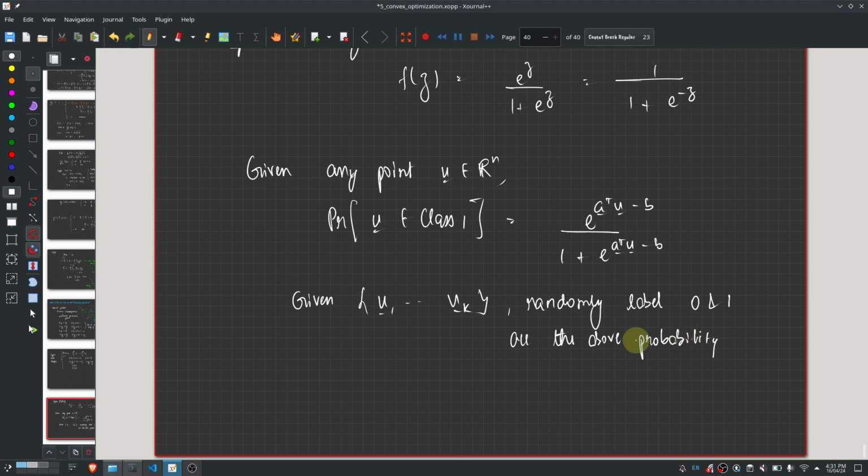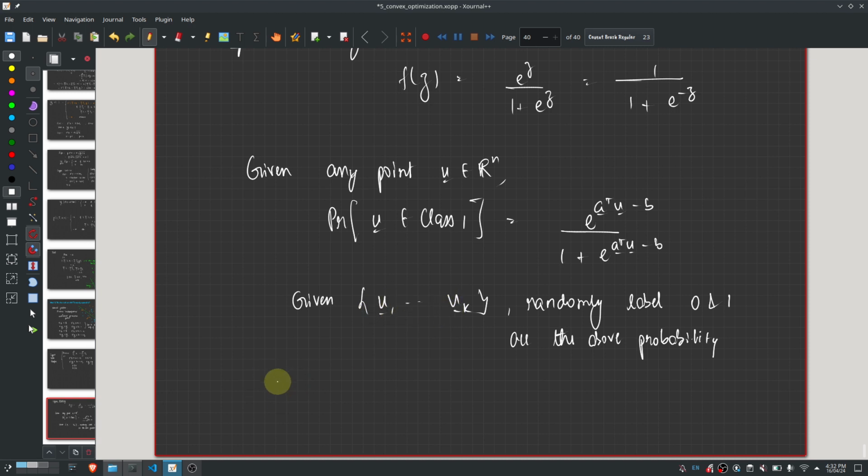So this is the data generation process, right? But this is happening in the background. You don't really know what the values of A and B are. Our hypothesis is that somebody is randomly taking k points and randomly labeling them 0 and 1 with these particular probabilities. All you get to see are the points u1 through uk and their labels.